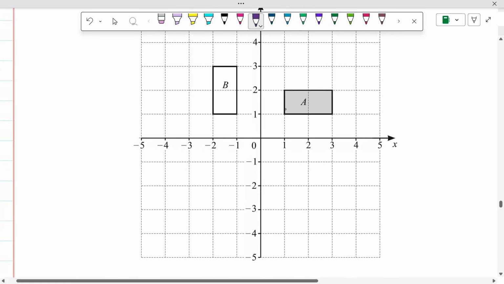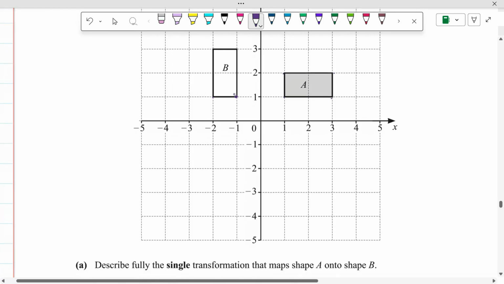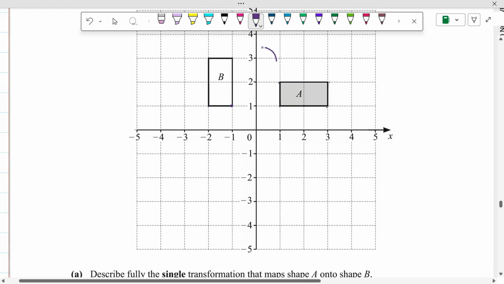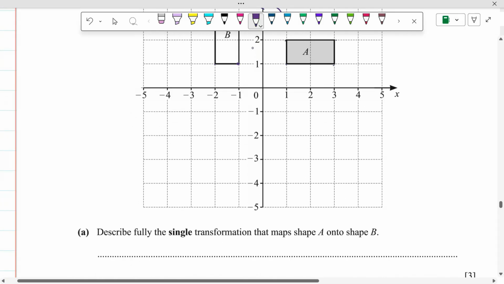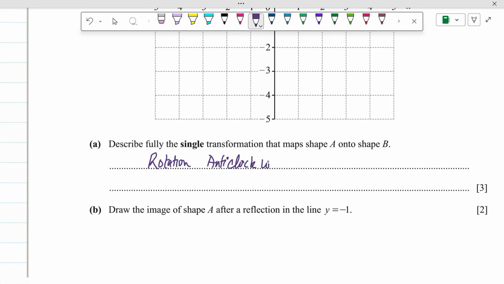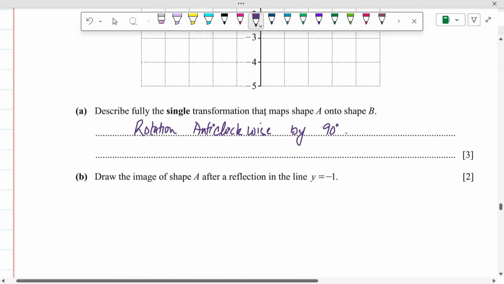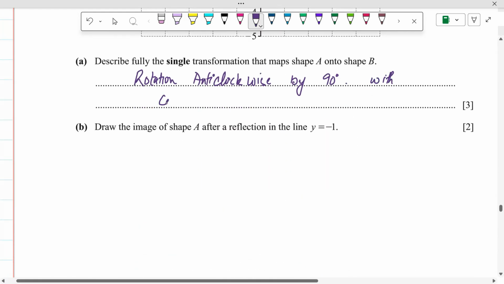Okay, this is the shape A which has been mapped to the shape B. So this point has been shifted to here and this point shifted to here. We can say that there is a rotation anti-clockwise by 90 degrees. Okay, this is the rotation of 90 degrees anti-clockwise with respect to the origin. So we can say that the center is the origin or (0, 0).